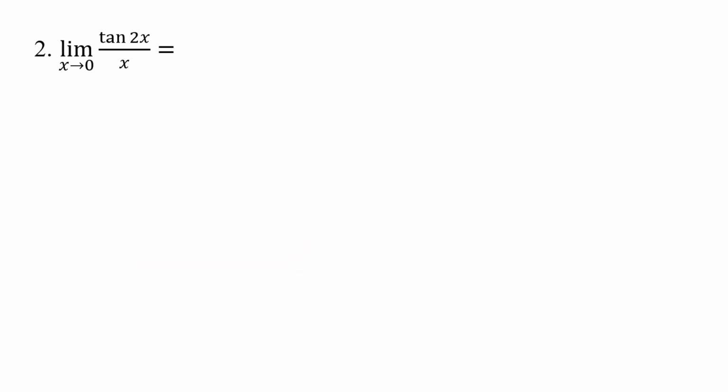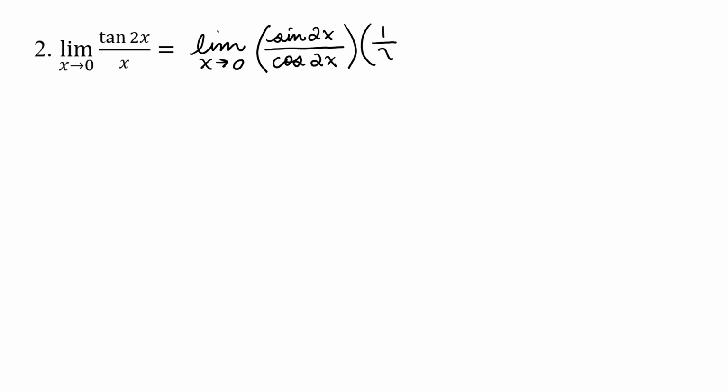We have the limit as x approaches 0 of tangent 2x over x. For the limits that we know, they all involve cosines and sines. So we'll have to rewrite this limit in terms of sine and cosine of 2x. So we have the limit as x approaches 0 of tangent 2x, which is sine of 2x over cosine of 2x. And then I have this division by x, so that's 1 over x.